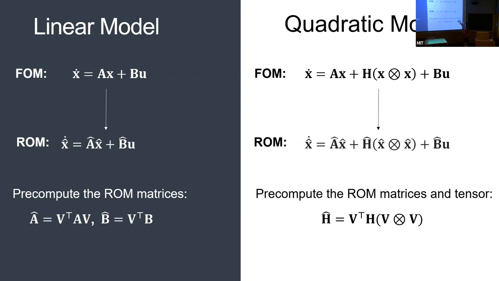So if you went through the same step, approximate x in the four-dimensional basis V, substitute, and impose the Galerkin orthogonality condition, this is the reduced order model you would get. A hat is just V transpose AV like before, B hat is V transpose B. H hat is nothing but the projection of that tensor H onto the low-dimensional subspace. And hey, look, the reduced order model has got quadratic form. And you can probably imagine if you were to add cubic order, and keep going, the same would be true.